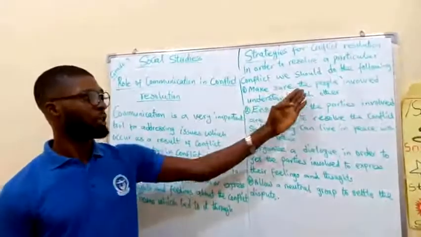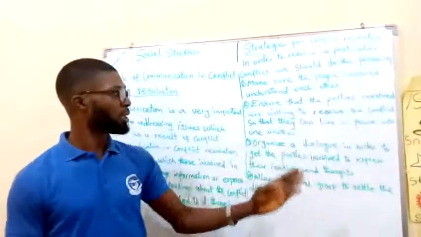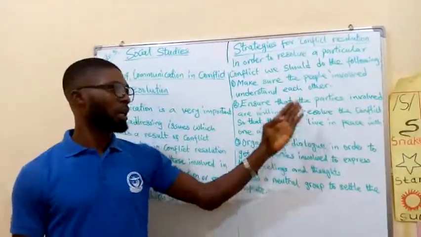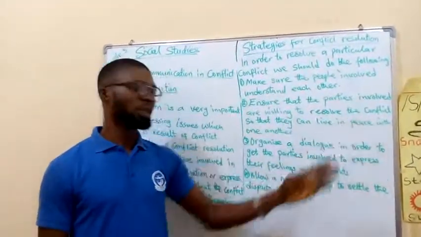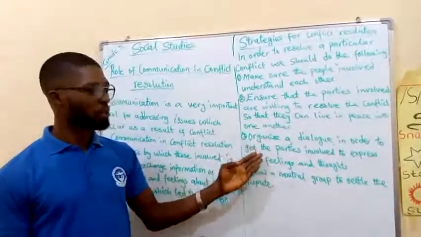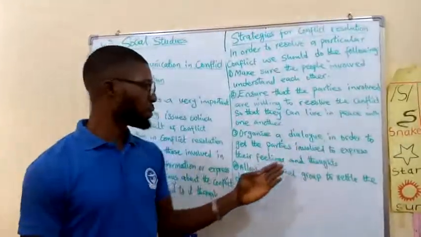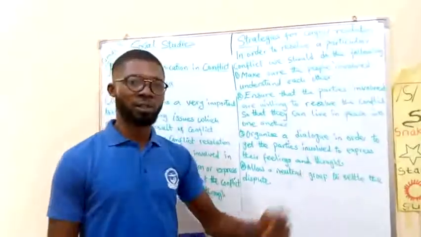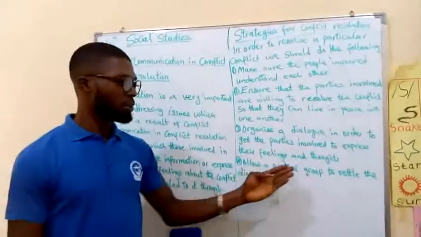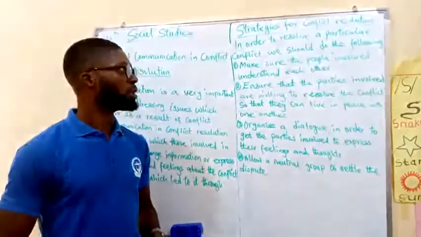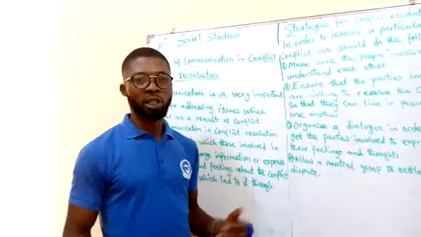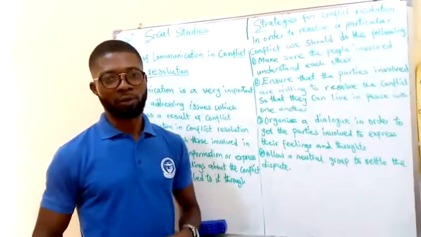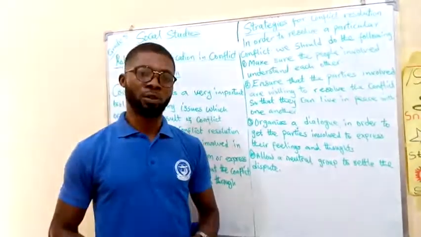We say make sure the people involved understand each other, ensure that the parties involved are willing to resolve the conflict so that they can live in peace with one another. Then number 3, we say organize a dialogue in order to get the parties involved to express their feelings and thoughts. Then number 4, we say allow a neutral group to do what? To settle the dispute. Alright, so with this we have come to the end of this topic and the end of our lesson for today.